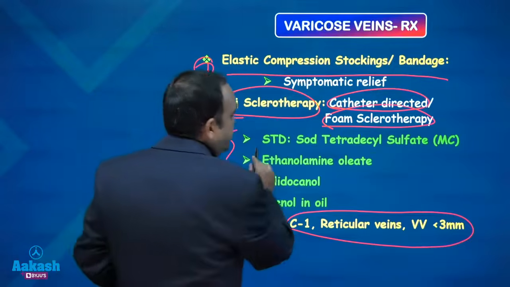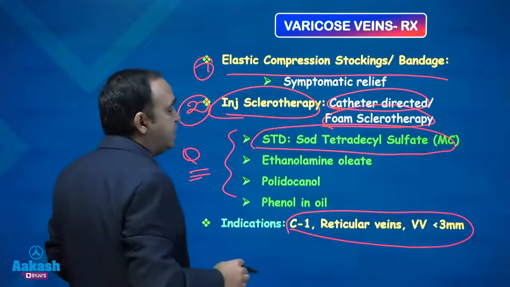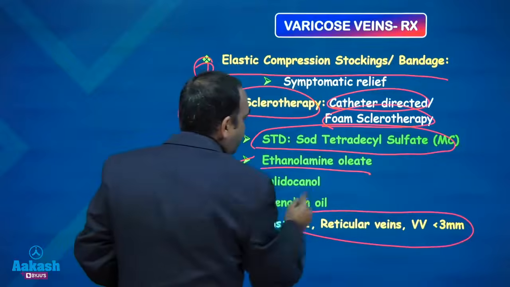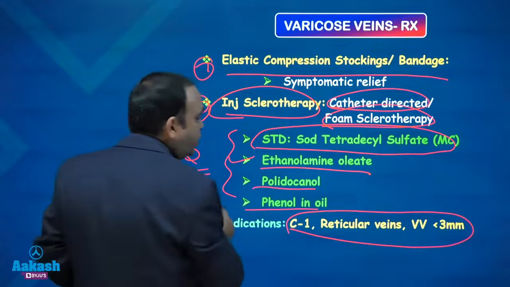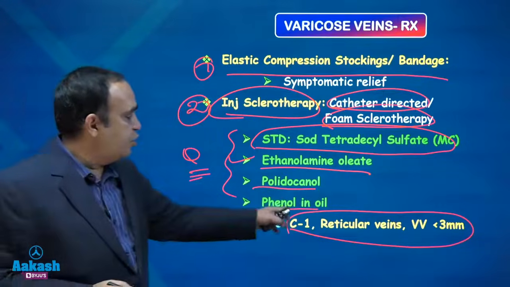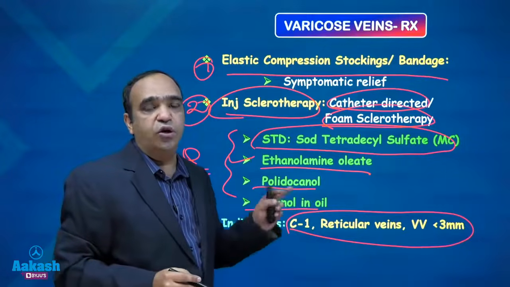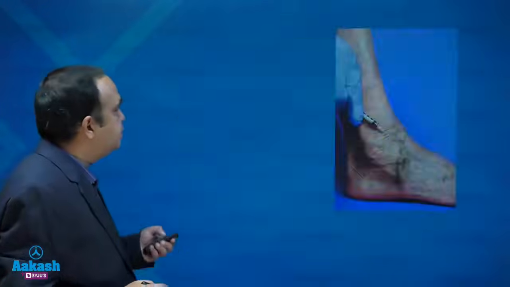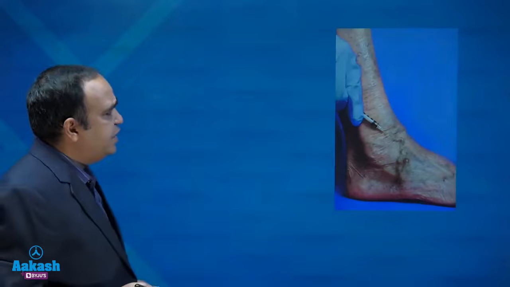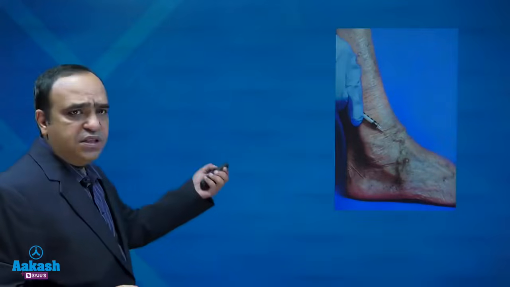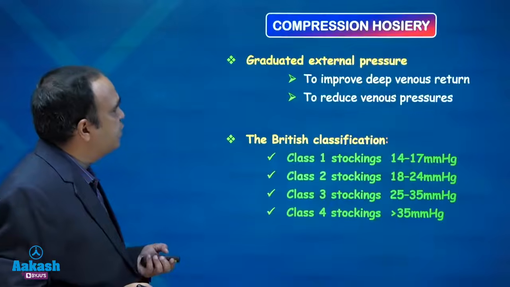The sclerosant most commonly used is sodium tetradecyl sulfate. Alternatives are ethanolamine oleate, polidocanol or phenol in oil. Polidocanol and phenol in oil, you know, are also used as sclerosants commonly for hemorrhoids. Okay, this is directly injecting sclerosant in a reticular vein.